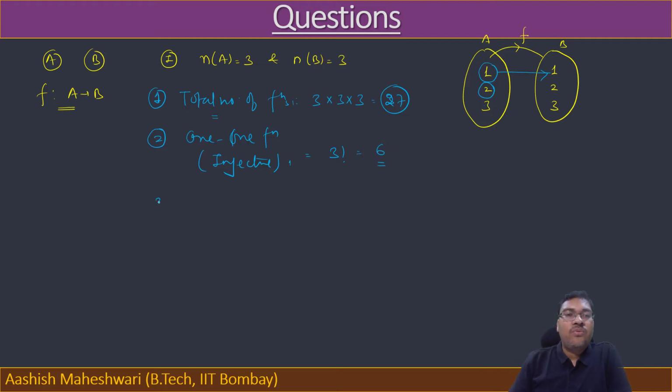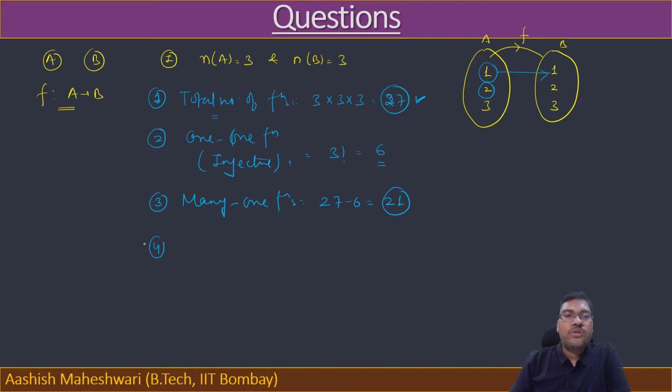So from this you can say what is the number of many-one functions. You can clearly see, the total number of functions was 27, and out of these we have 6 one-one functions. So obviously the remaining will be many-one functions. So can we say this is 27 minus 6, that is equal to 21. These are many-one functions. So we have got one-one function also, many-one function also.